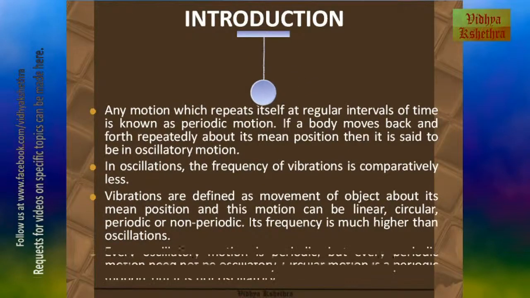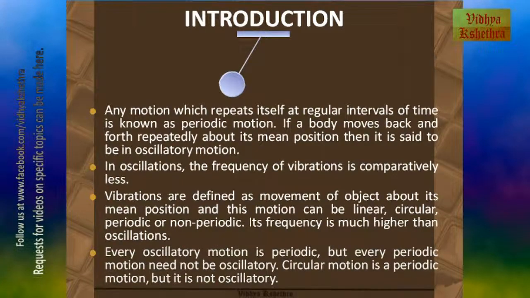Now every oscillatory motion is periodic, but every periodic motion need not be oscillatory. Circular motion is a periodic motion, but it is not oscillatory. For example, the motion of Earth around the Sun is periodic motion, but it is not oscillatory motion.